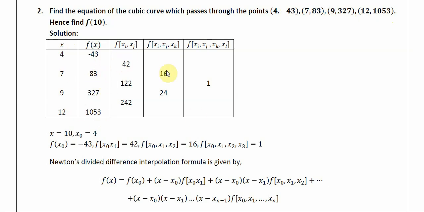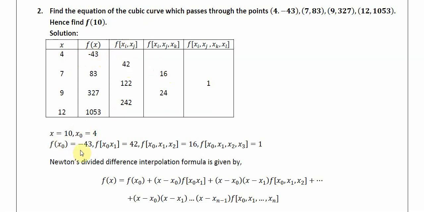Okay, so the divided difference table I leave it to you to calculate. I have explained in the previous two problems also. The x value is asked at 10, but we are not going to substitute it first itself. ಆಮೇಲೆ ಮಾಡೋಣ, ಯಾಕಂದ್ರೆ ನಮಗೆ ಫಸ್ಟ್ ಕ್ಯೂಬಿಕ್ ಕರ್ವ್ ಬೇಕು. x0 value is 4. Then which are the differences I need to take? Minus 43, 42, 16 and 1.